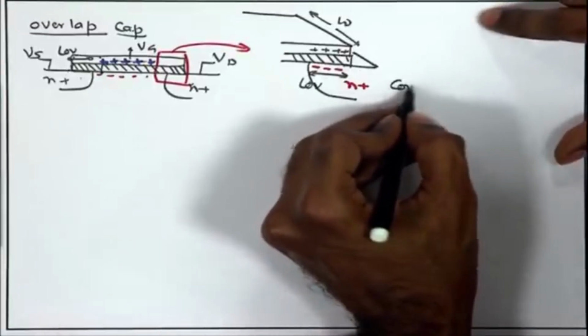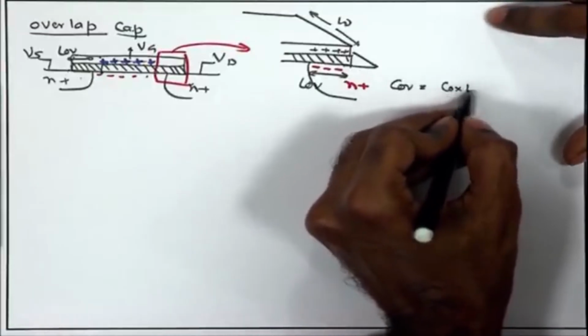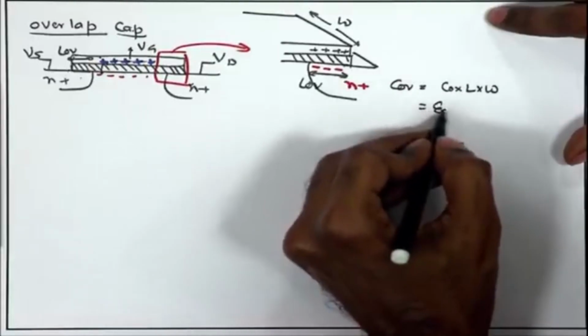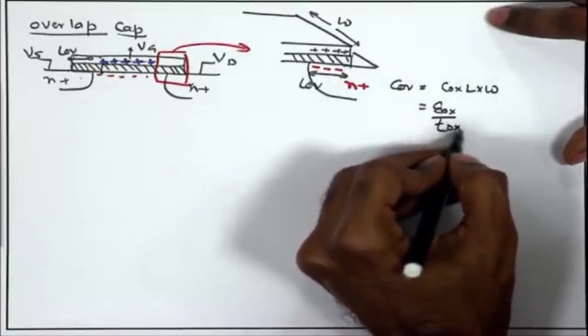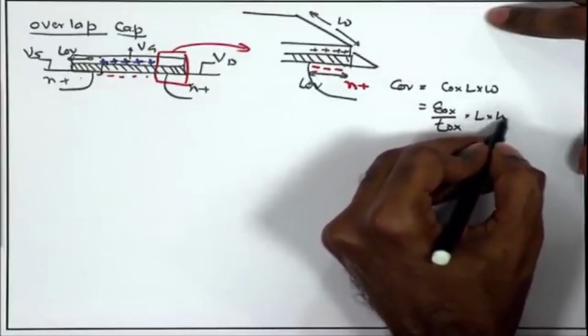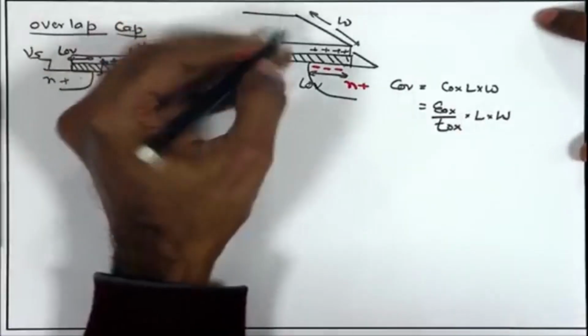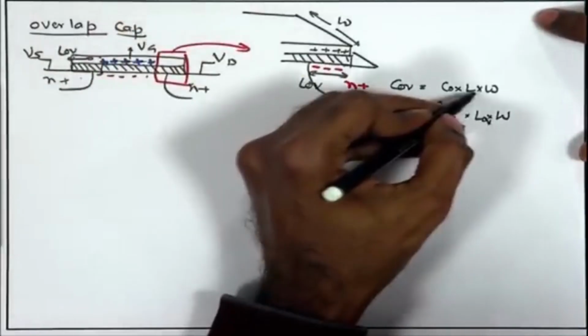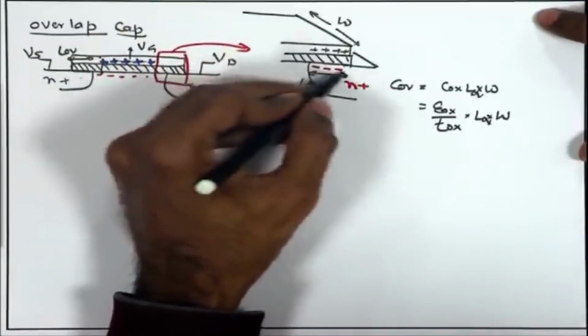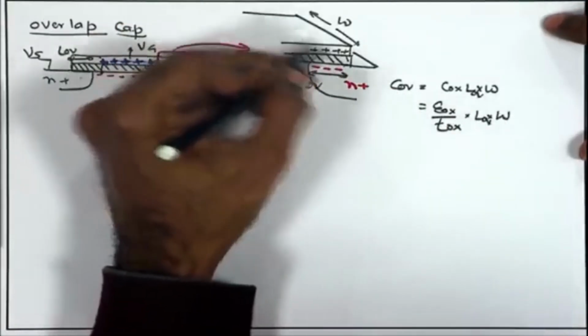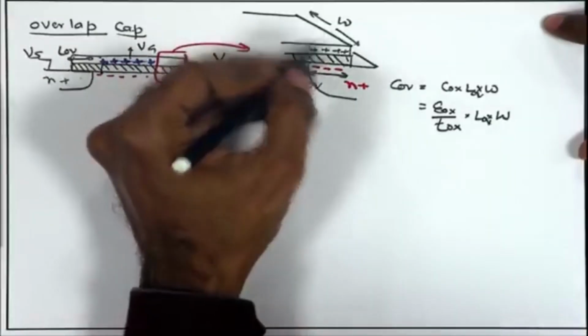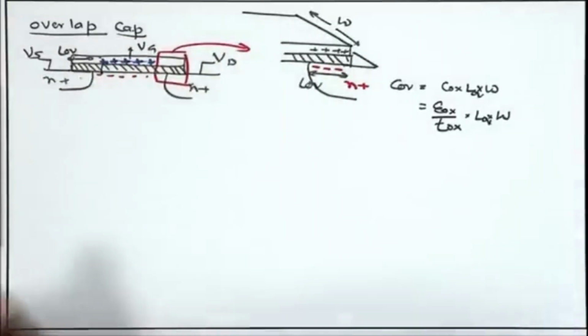So, C overlap can be written as COX times L overlap times W, that is epsilon OX upon TOX times L overlap times W. The overlap length multiplied by W gives you the area of this effective capacitance between gate and source and gate and drain, and they are always present.